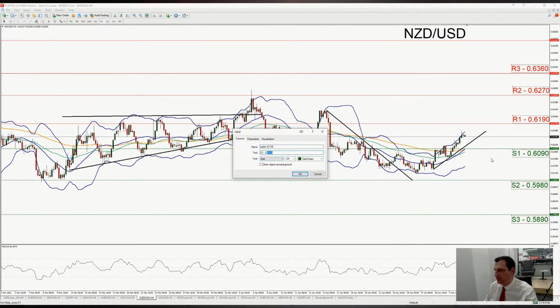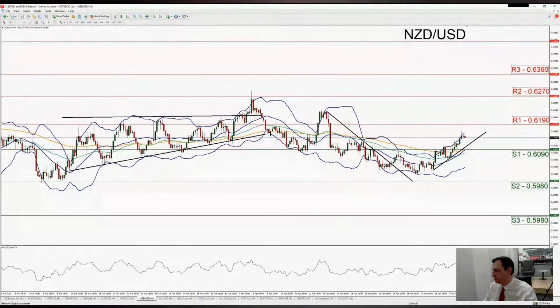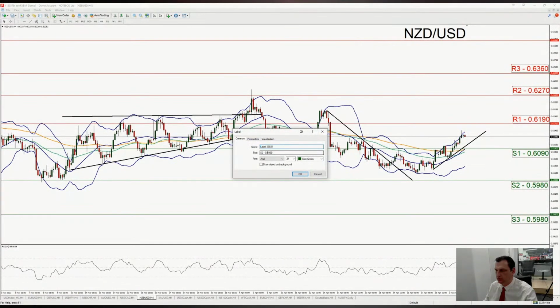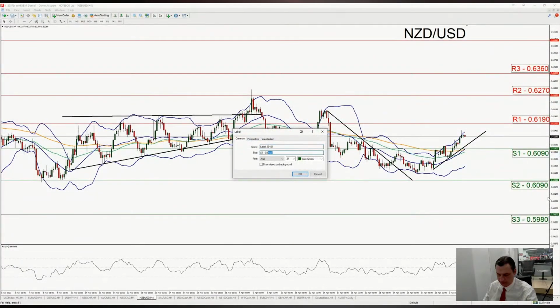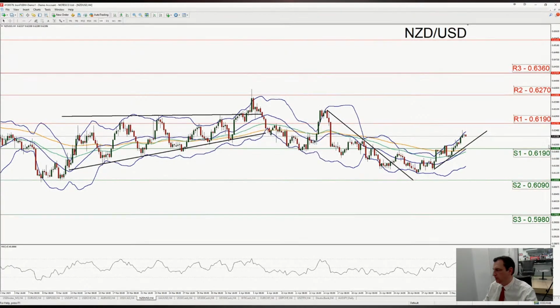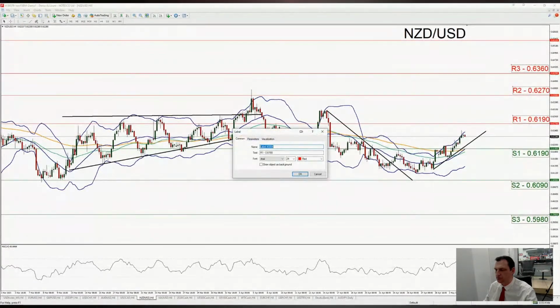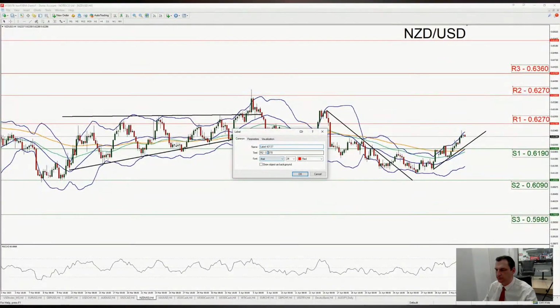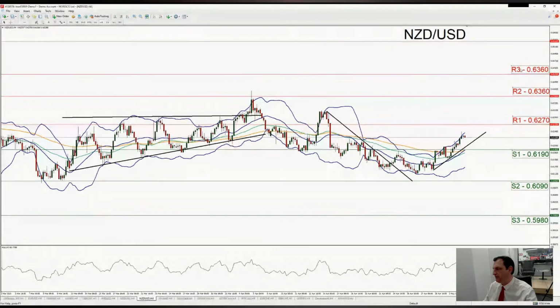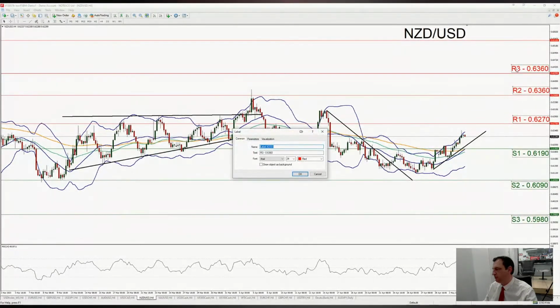The S3 being placed at 0.5980, the S2 at 0.6090, the S1 at 0.6190, the R1 at 0.6270, the R2 at 0.6360, and the R3 at 0.6430.